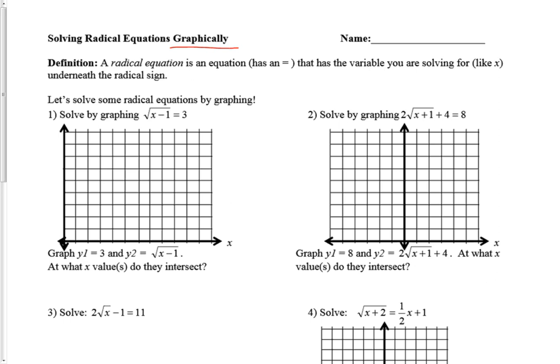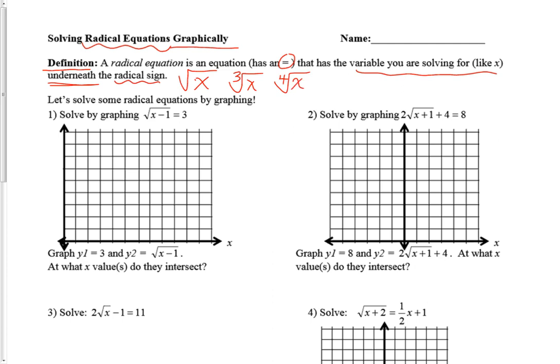So first of all, let's start off with this word, radical equations. What does that mean? Well, here's our definition. A radical equation is an equation, so it has to have an equal to symbol in it, that has the variable that you're solving for, usually an x, underneath the radical sign. And remember, the radical sign was the square root sign. Or it could have been a cubed root sign, or it could have been a fourth root sign. The radical sign just means it's that root sign.